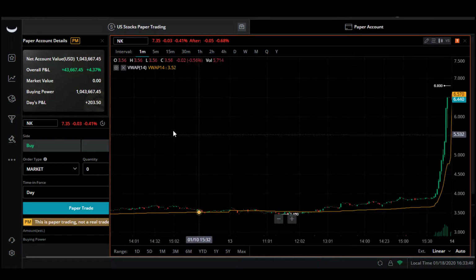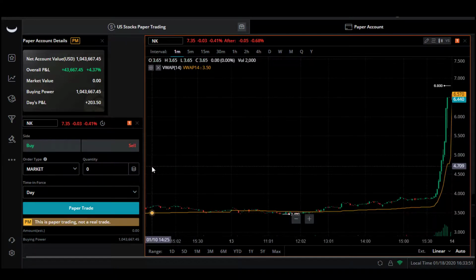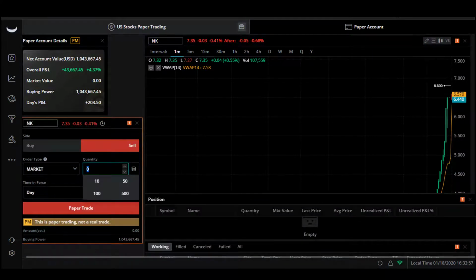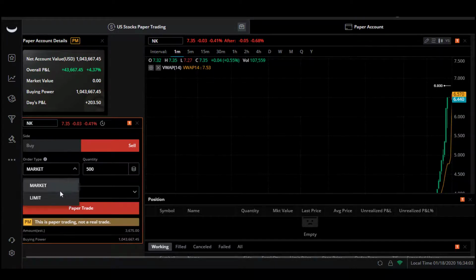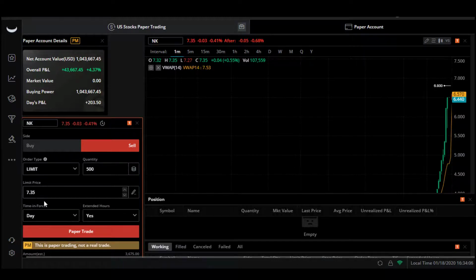Now, shorting a stock, what you would do, like I had indicated before, you would click on sell, you would put in your quantity, your shares, and you would pick, if you're going limit, whatever price range you want to buy it at, expecting that the stock price is going to drop from 735 all the way down.